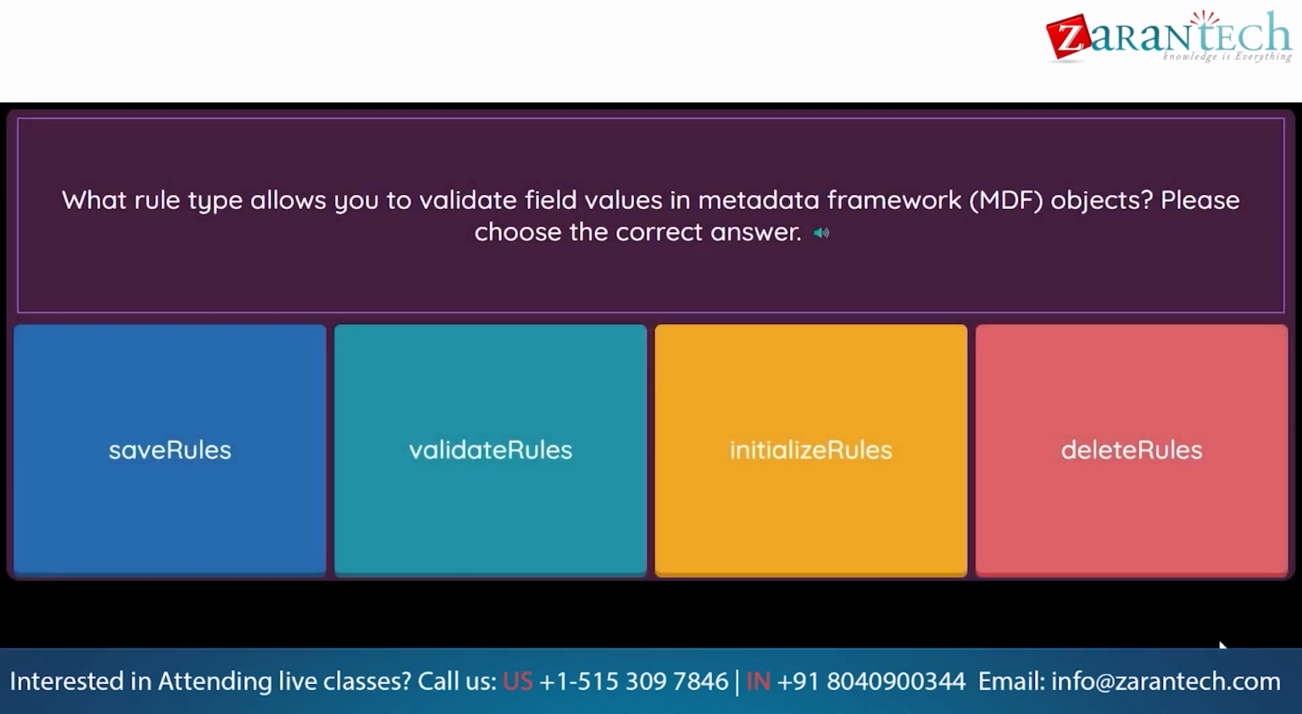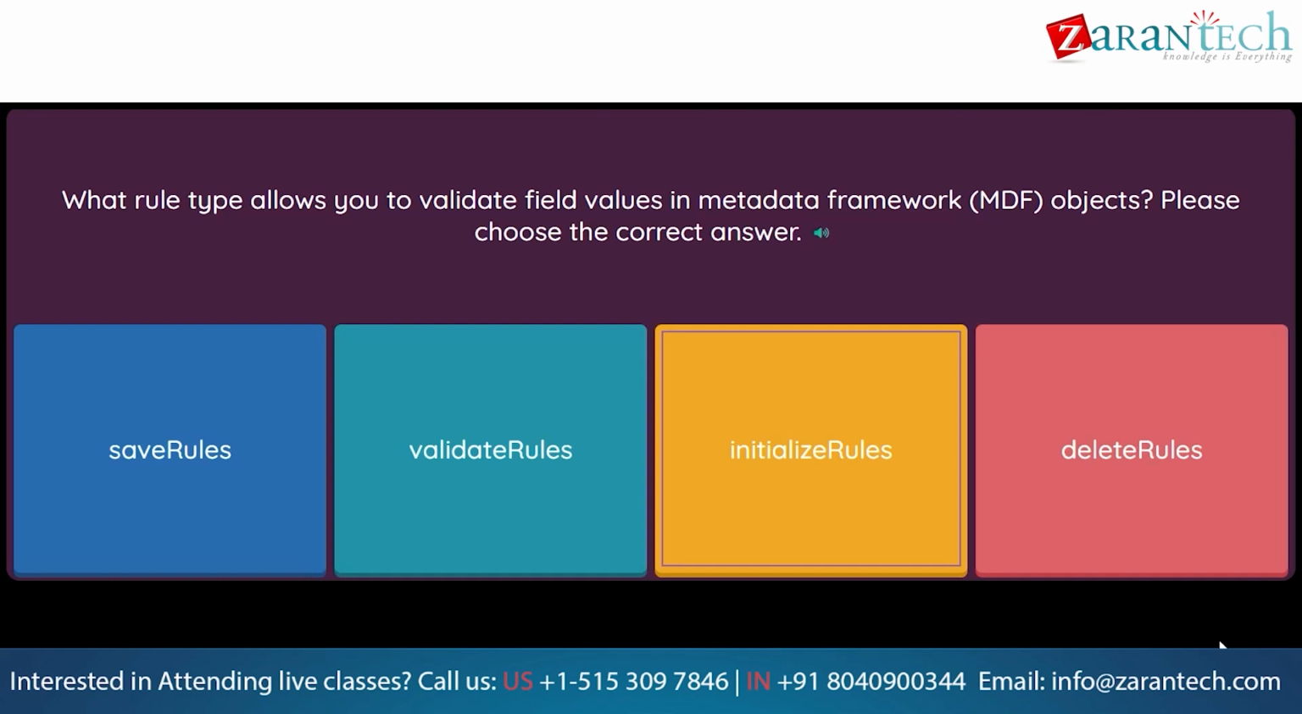Question: What rule type allows you to validate field values in metadata framework, MDF, objects? Please choose the correct answer. Option 1 save rules. Option 2 validate rules. Option 3 initialize rules. Option 4 delete rules.